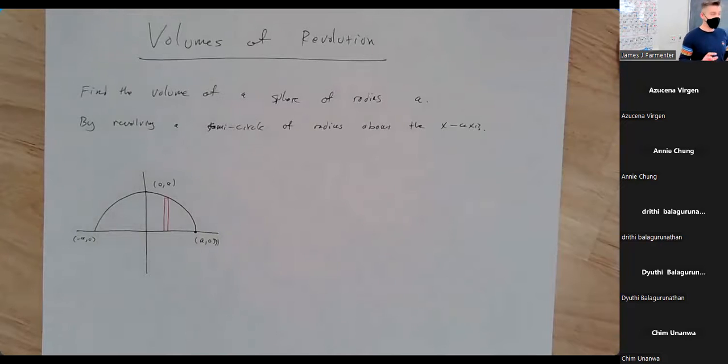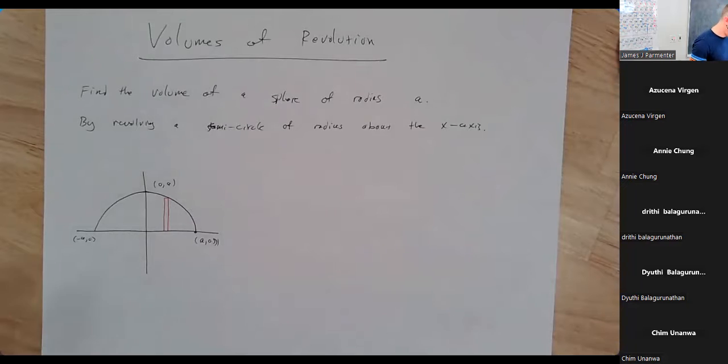I'll make a blanket statement now, which I'll say again later. When you're using the disc or washer method, you always want your slice to be perpendicular to the axis of rotation. Whereas when we start using the shell method, you want your strip or your slice to be parallel to the axis of rotation. My mnemonic device for that is shell is parallel, and the other one's perpendicular.